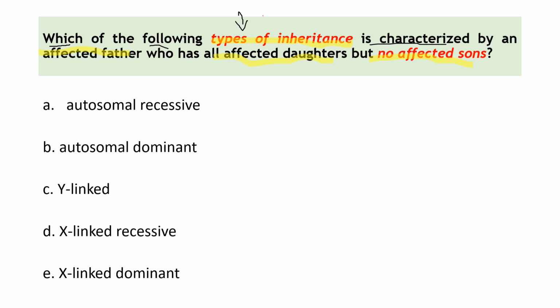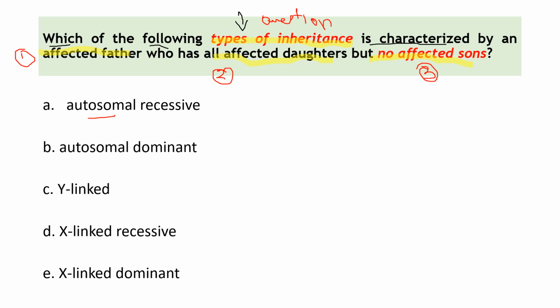Okay, so here they give you three pieces of information. Here you can see the question. They're asking you what type of inheritance, and to answer this question, they tell you the father is sick or affected. The second thing, the daughters are all affected, and the sons are not affected. So, what type of inheritance do you think it is? Is it autosomal or sex-linked? X-linked, Y-linked? Is it recessive or dominant?